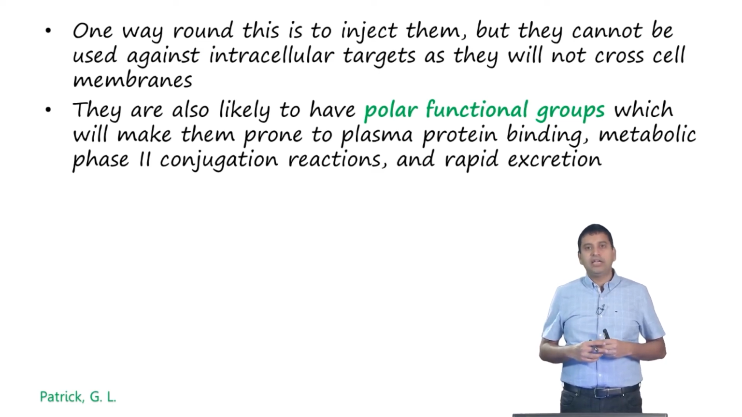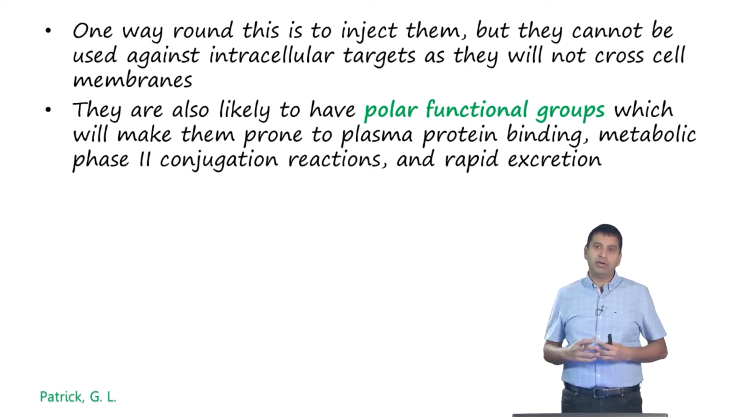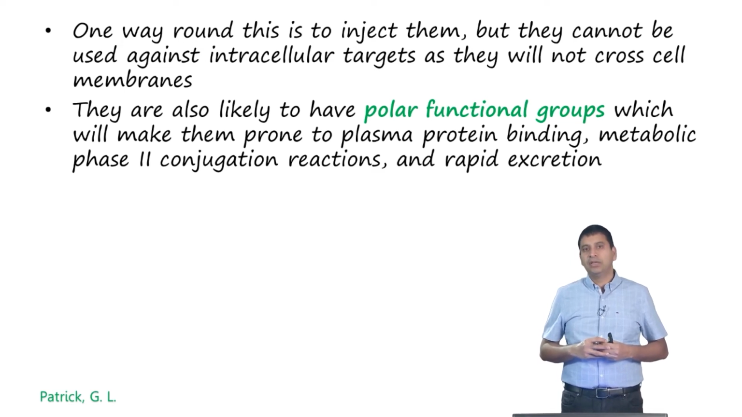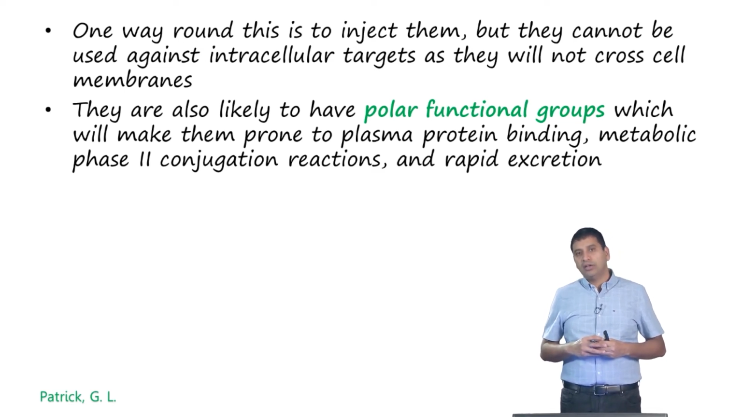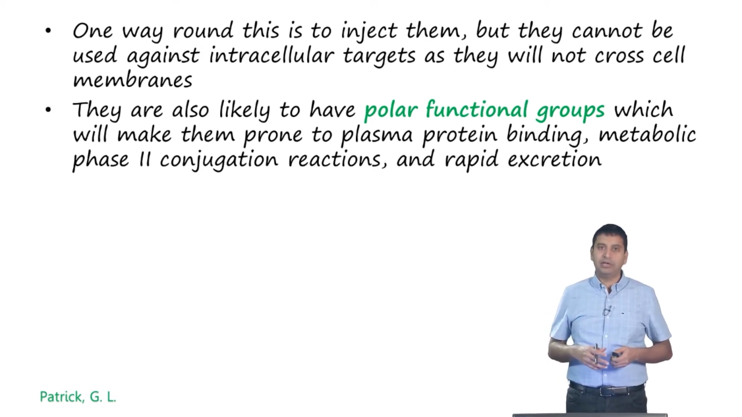So, they are also likely to have polar functional groups which will make them prone to bind to plasma protein. So, once the compound binds to the plasma protein, then it circulates in the body for a long time without releasing into the area where it is supposed to interact with the target. So, also having polar functional groups can make it a candidate for phase 2 conjugation reactions, which will also result in rapid excretion.